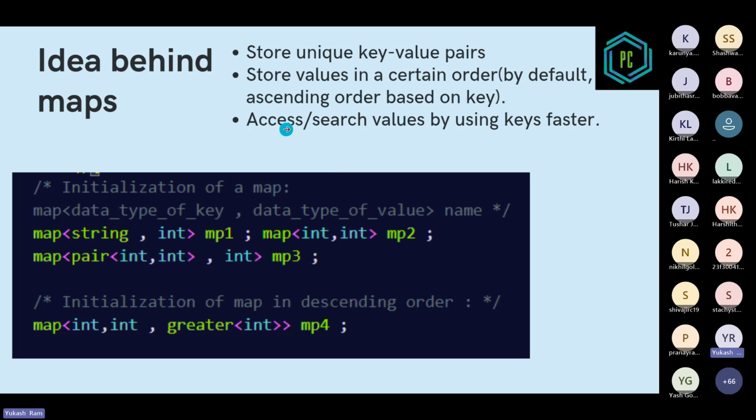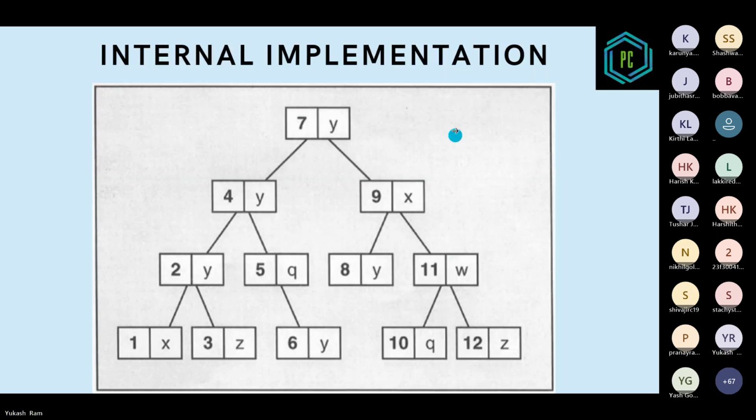And finally, access and search values using keys is faster, which is the main point of maps. You assign a value to each key, and then you get the value by searching for the key. So this is the point of maps.